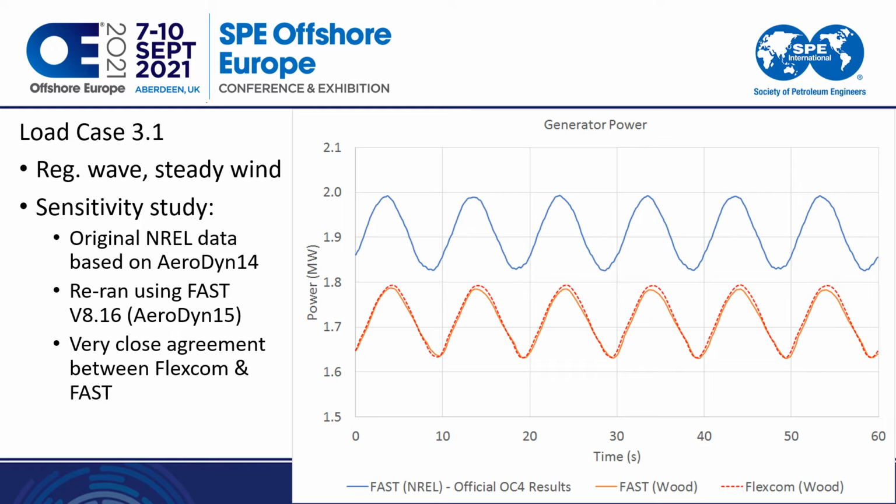But when we downloaded the latest version of FAST, which was available at the time of writing of this paper, ran the model with FAST and compared it to Flexcom, we got very close agreement, which you can see by the dashed red line and the orange line on the screens there as well. So we've satisfied ourselves that the differences between Flexcom and the original OC4 results for FAST are purely down to a difference in the version of the aerodynamic modeling software. So we're satisfied that the coupling has been implemented correctly and that we're getting out the generator power that we expect from our software, which is really the crux of our validation exercise.